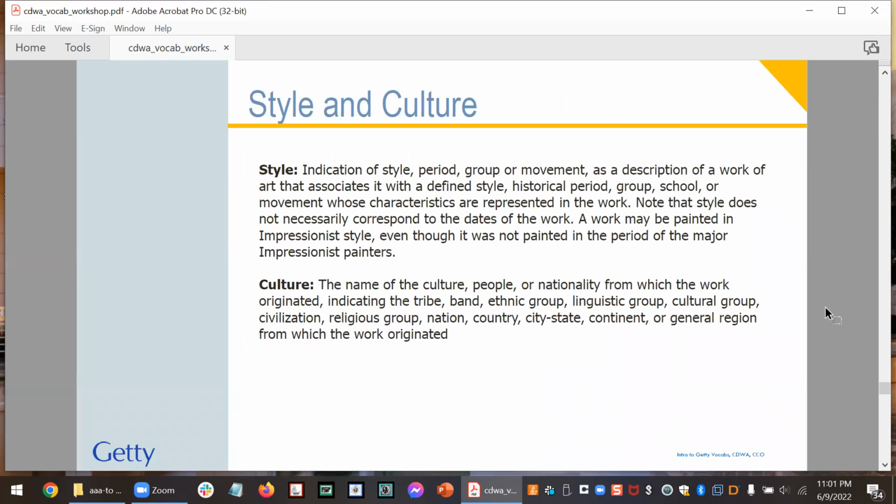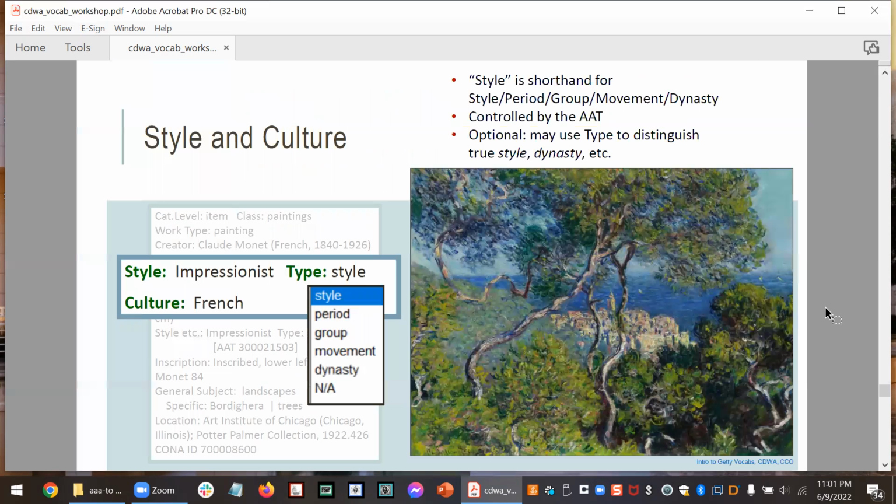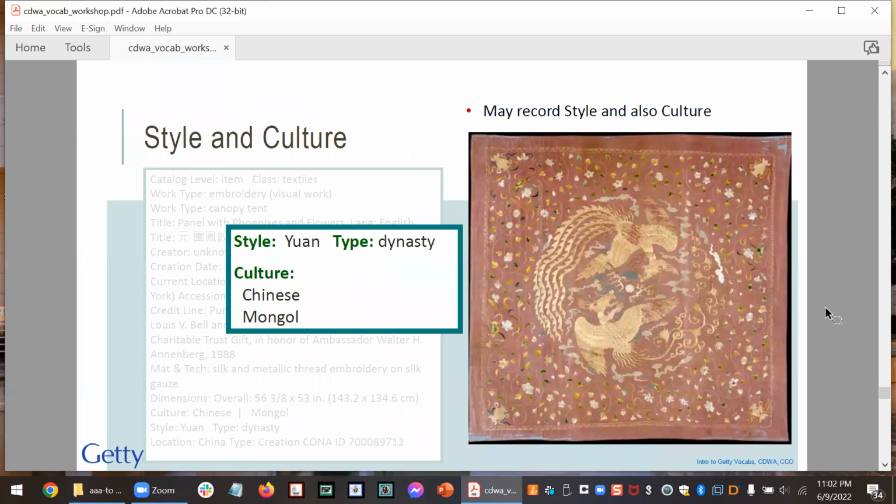Style and culture. So style is shorthand for style, period, group, movement, dynasty, and these are controlled by the AAT, and we have a list of terms for type. Culture in this case is French. And here's an example where the style is Yuan and the type is dynasty. And there are a couple of cultures applicable here because these were Mongol rulers in China. So both cultures might be applicable.